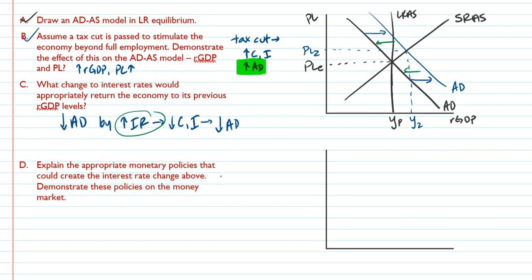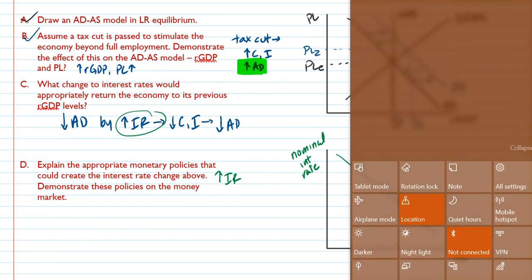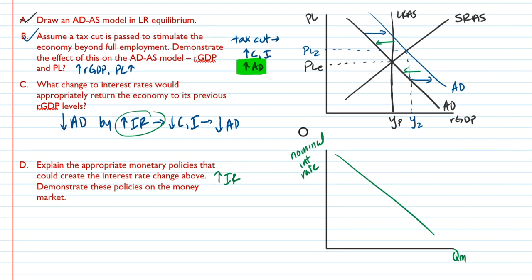And part D, explain the appropriate monetary policies that could create the interest rate change above. So what we want to do is increase interest rates. So let's build our money market to help us look at this first. Our money market uses the nominal interest rate on the vertical axis and the quantity of money on the horizontal axis. We have a downward sloping demand curve and a vertical money supply curve.